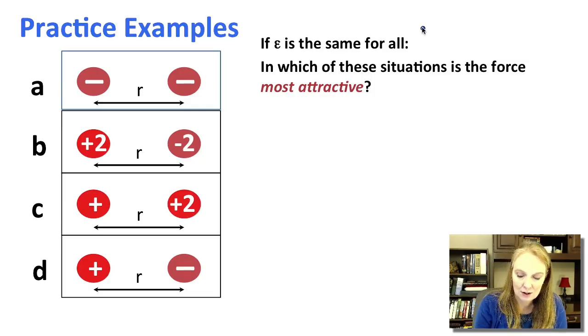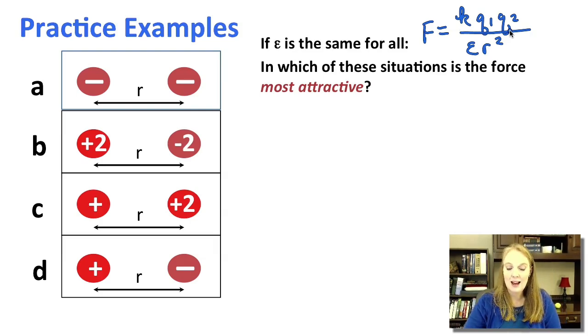All right, so we need the equation for Coulomb's law. I'm just going to write it up here in case you've forgotten. It's Coulomb's constant times Q1 times Q2 divided by epsilon r squared. Okay, so K is a constant and epsilon is a constant. So in which of these cases is the force the most attractive?